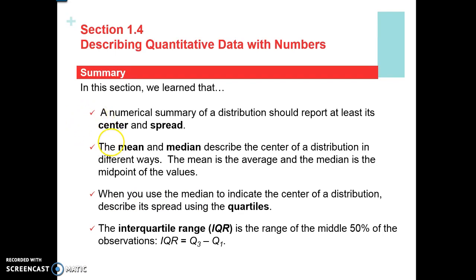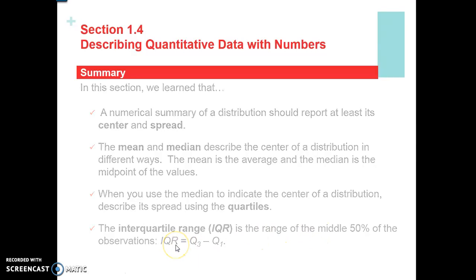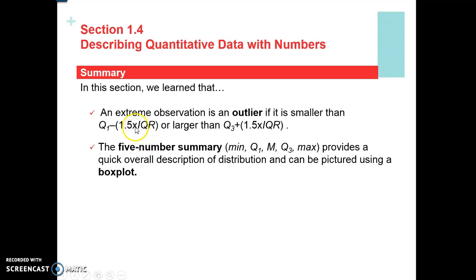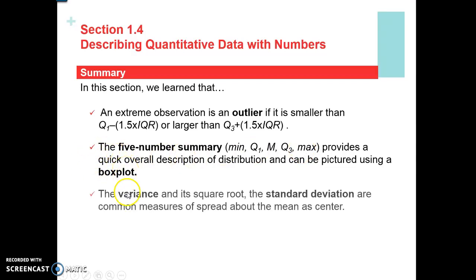Okay, and finally, a numerical summary of a distribution should give the center and spread, and the interquartile range is the range, you're describing it as the range of the middle 50% of your observations. In this section, make sure whenever you are graphing your box and whisker plot, even if you've used your graphing calculator, you must show the work for the outliers. The 5-number summary specifically means your minimum, quartile 1, median, quartile 3, and max, and just gives us a quick overall description of what your box and whisker plot should look like.